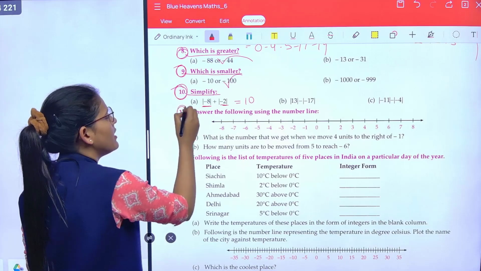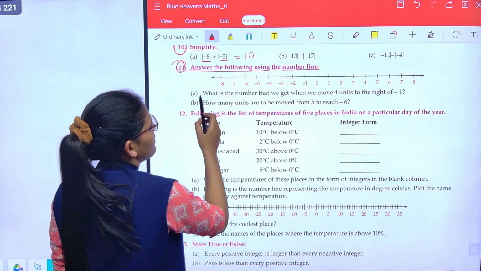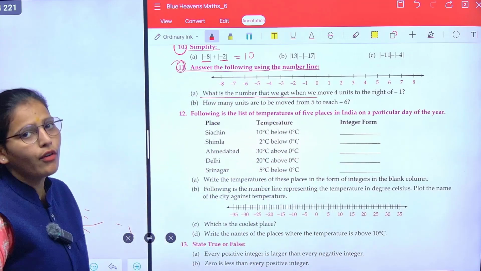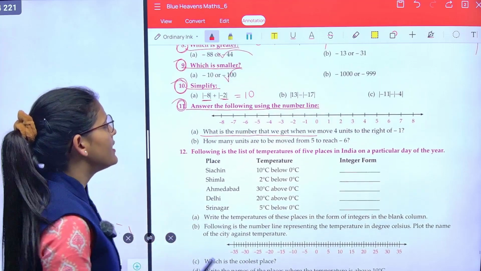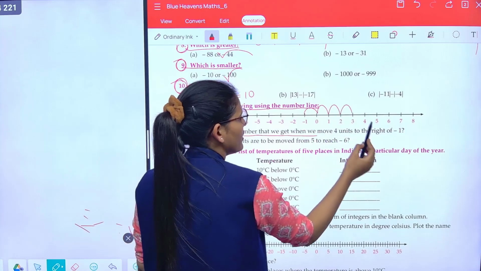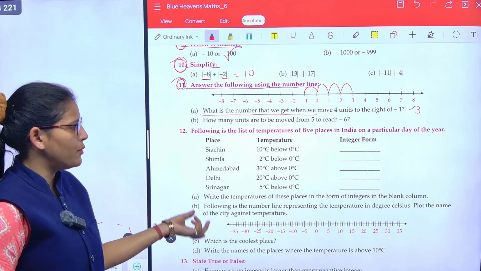Come on, question number 11. Answer the following using the number line. Now, what is the number we get when we move 4 units to the right of -1? -1 के 4 units. Now class 1, 2, 3, 4. That is 3 number. Okay class, rest of the part do yourself.